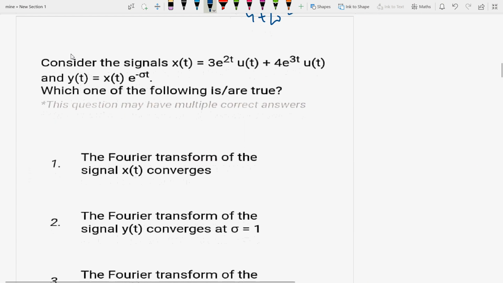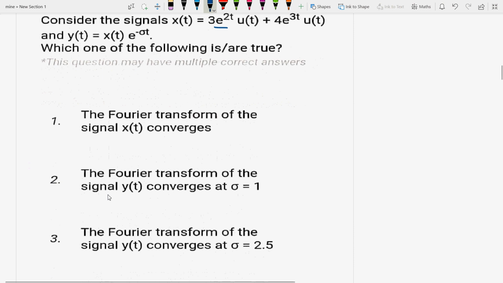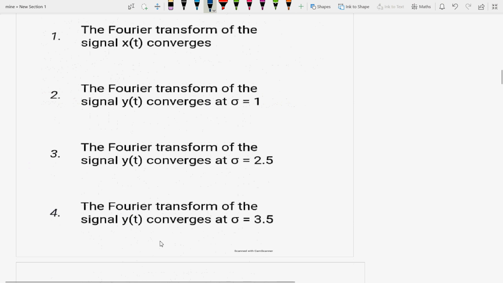Third question is, now consider the signals x(t) is equal to 3e to the power 2t u(t) plus 4e to the power 3t u(t), and y(t) is equal to x(t) minus sigma t. Which of the following is true? The Fourier transform of the signal x(t) converges. The Fourier transform of the signal y(t) converges at sigma equal to 1. Third option and the fourth option.